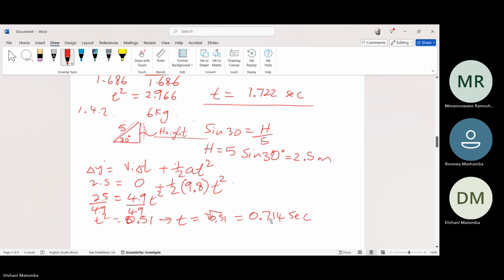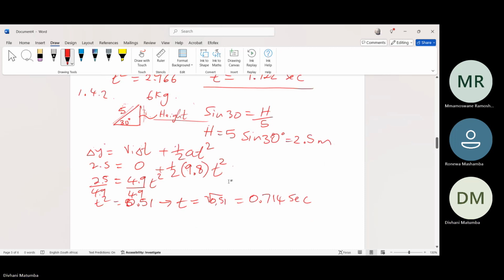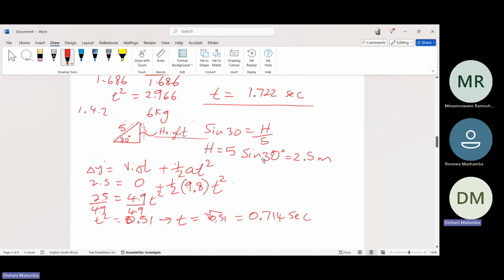So the 6 kg will fall to the ground before the 4 kg, which makes sense because the 4 kg is resting on a surface which has friction. So it's going to take time for it to, okay.